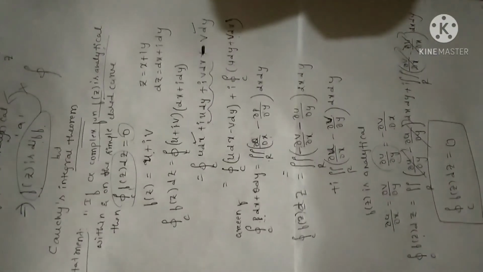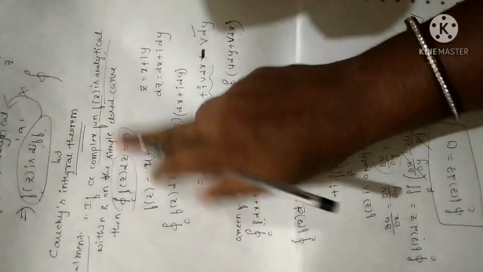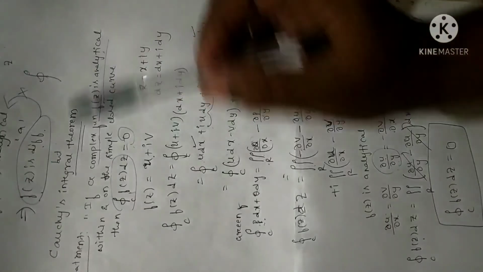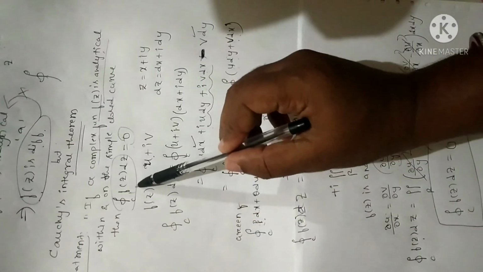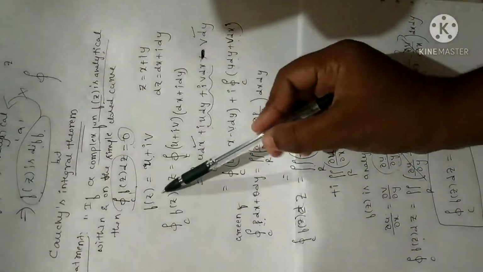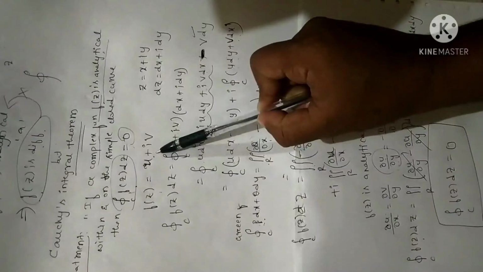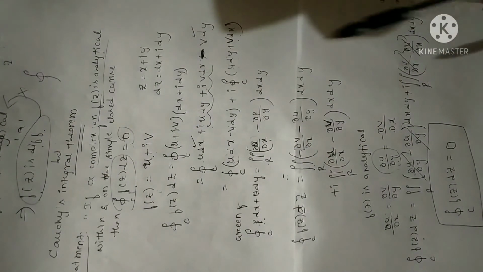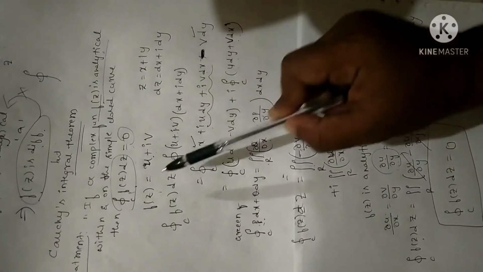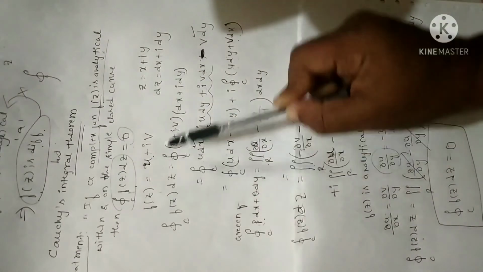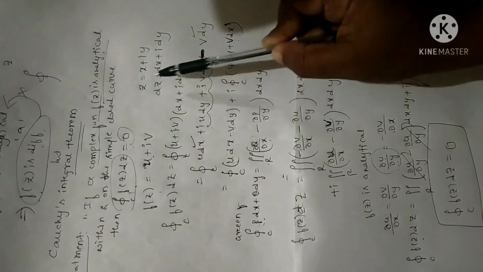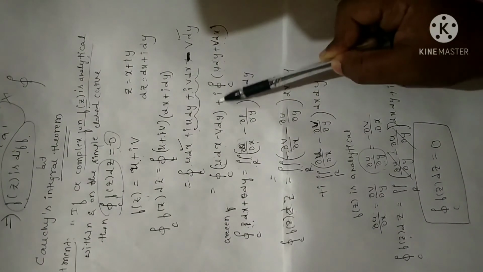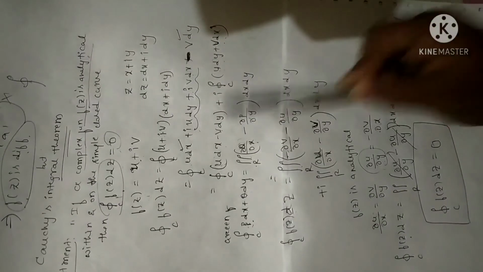Let me go through once. Cauchy's integral theorem states that if f of z is a complex analytical function, we have to prove closed integral of f of z into dz will be equal to 0. Now let us assume complex function as u plus iv, and we already know that z is equal to x plus iy. It is the standard form of a complex function. I have differentiated it and I have considered the LHS value. I have substituted the values of f of z and dz. I have multiplied the terms and taken the common factor which has i and which is independent of i.